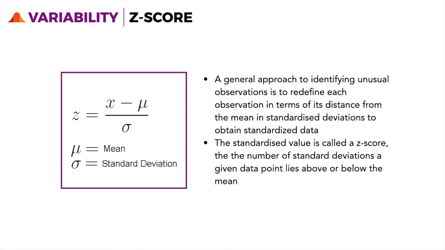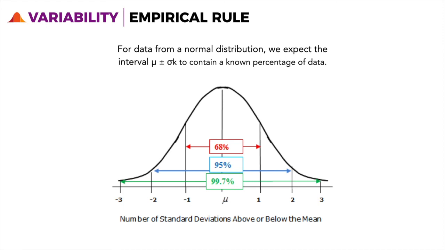Now let's talk about the empirical rule. For data from a normal distribution, we expect the interval mean plus minus standard deviation k to contain a known percentage of data. And so it is understood with the empirical rule that 68% of your data values lie within one standard deviation away from the mean. 95% of the data lie within 2 standard deviations from the mean, so it could be plus minus 2, and 99.7% of the data values lie within 3 standard deviations from the mean.